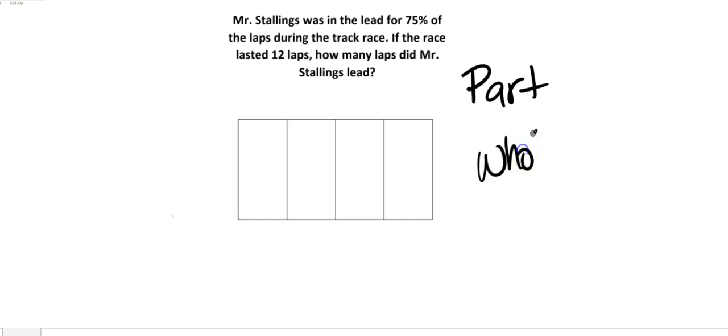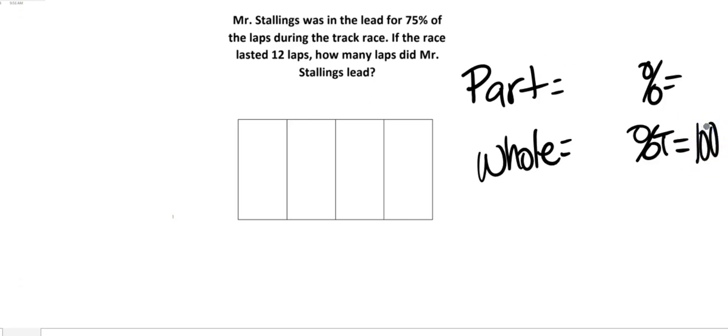The first thing I have my kids do is identify their part, their whole, their percent, and what I call the percent total. Now the percent total is always going to be 100 because percents are always out of 100.